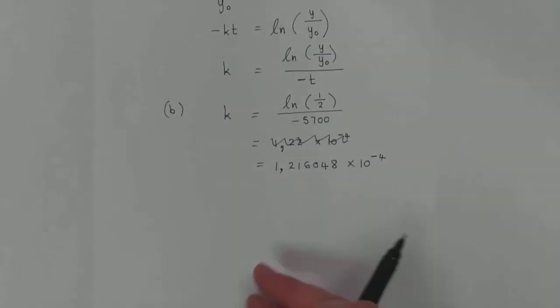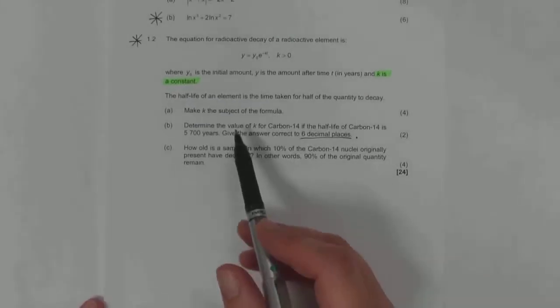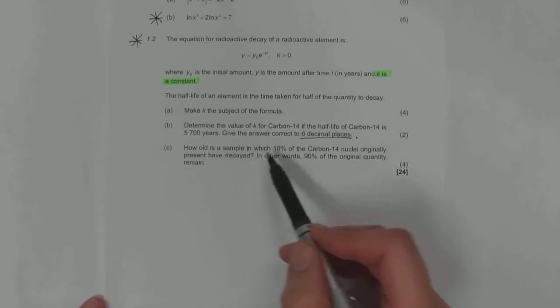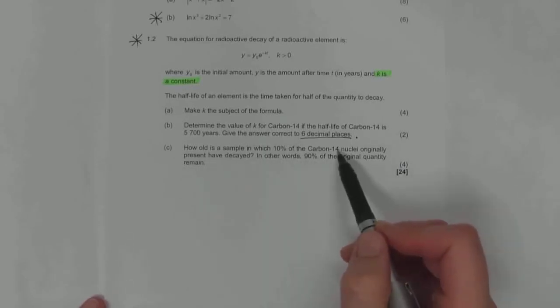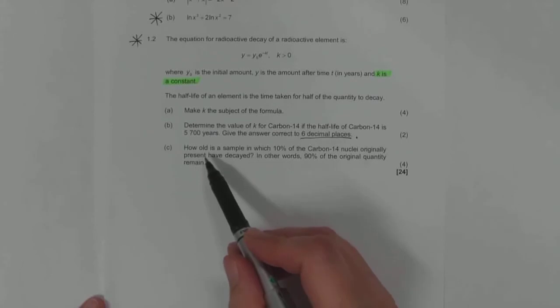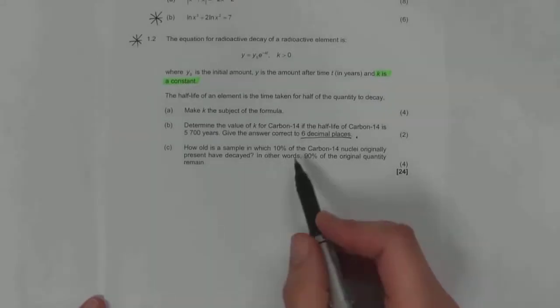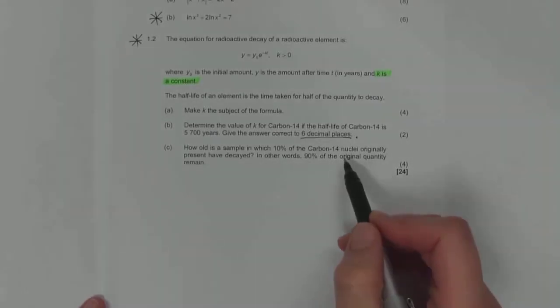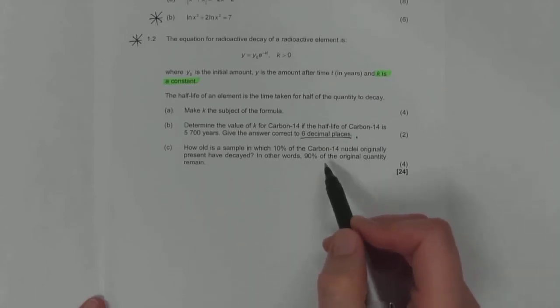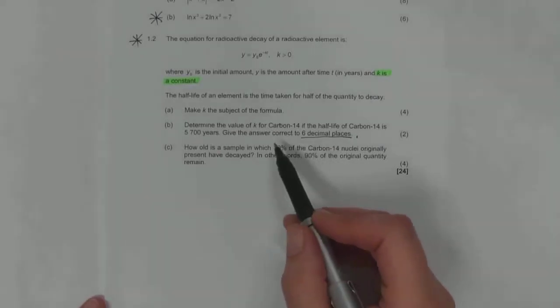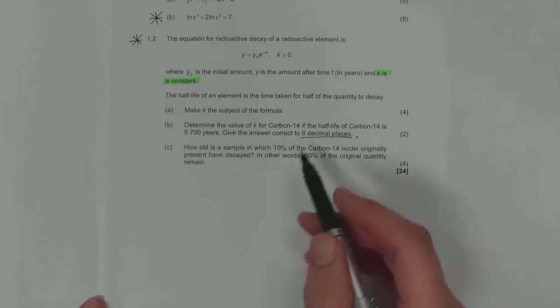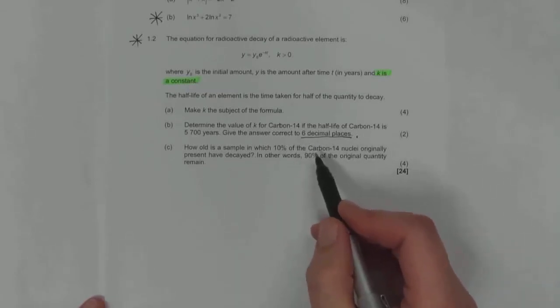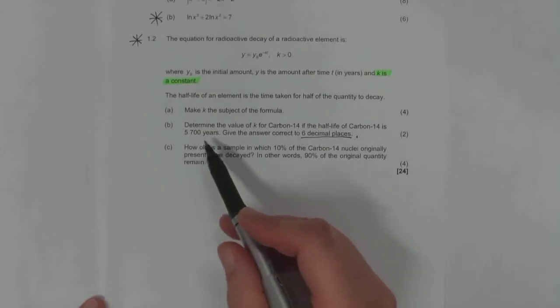Okay, now the last little question over here. C says, how old is a sample in which 10% of the carbon-14 nuclei originally present have decayed? In other words, 90% of the original quantity remains. So they tried to make it very, very clear. They said to you that 10% has now decayed, which means there's still 90% left. And they're asking how old it is.